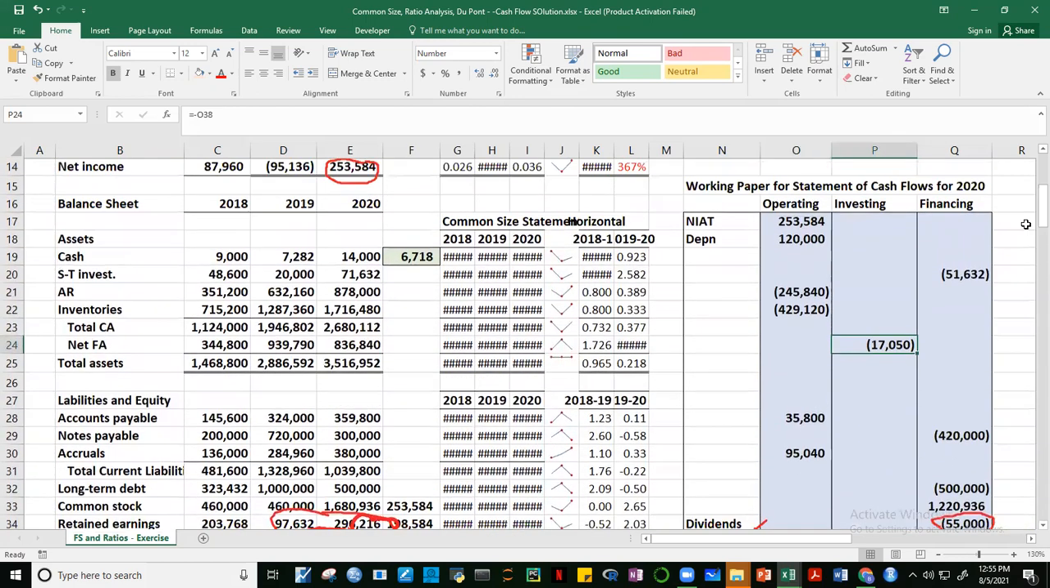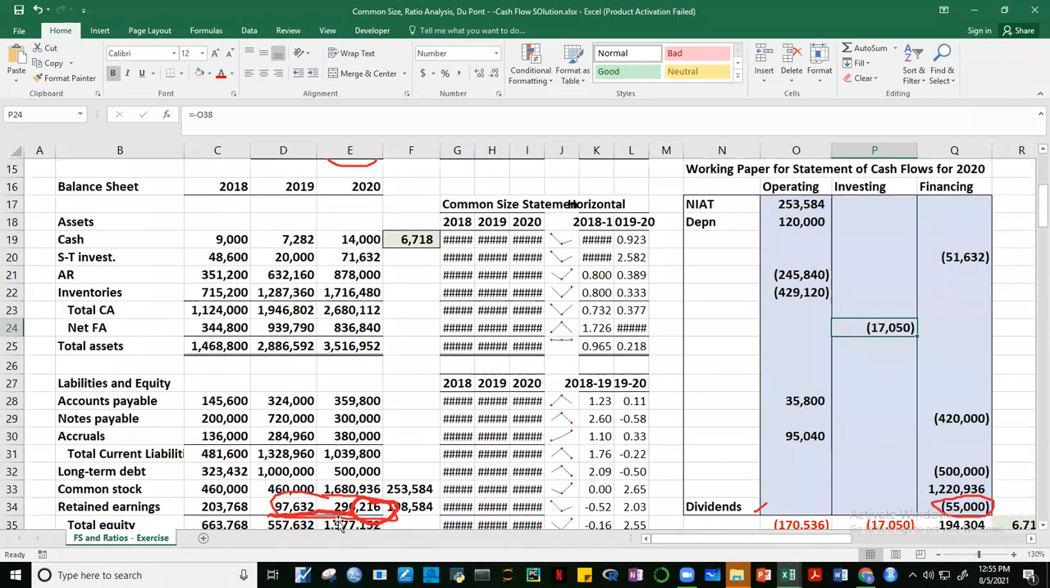Okay, and then for financing, one thing to note is that common stock increased from 460 to 1680. So that will be under financing. It means new shares of stock were issued. Okay, since it increased, that's a source of cash.